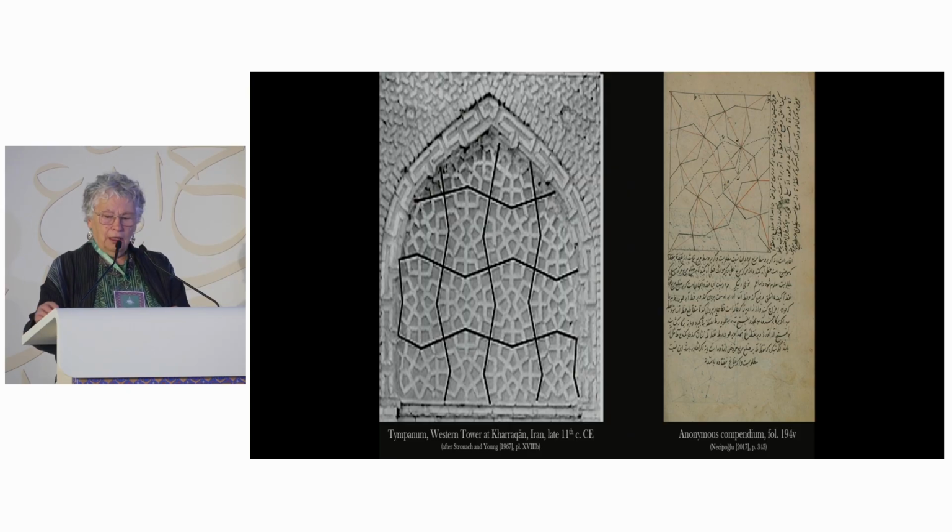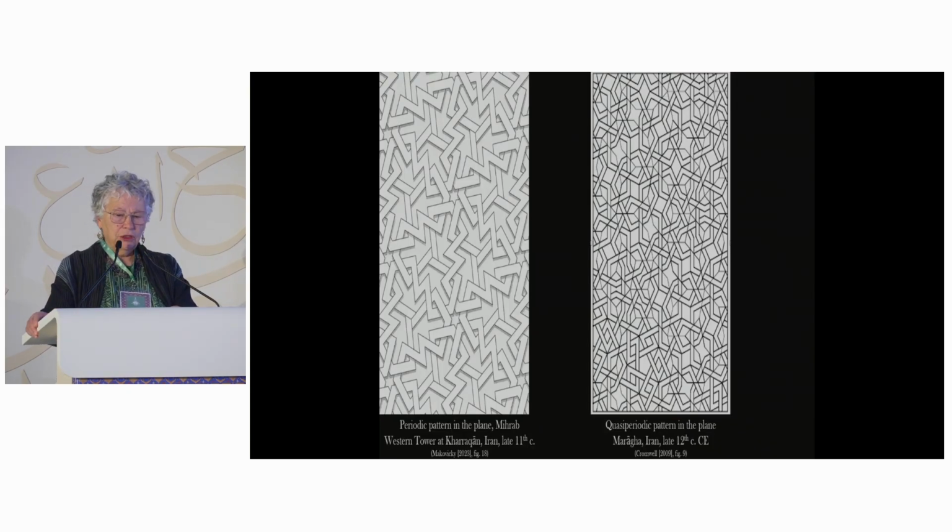The complexity of periodic patterns of these monuments, that of the mihrab of the later tower at Kharraqan on the left with six-fold symmetry, is treated in relation to the complexity of both periodic patterns and quasi-periodic patterns, as you see on the right at Maragha in the Gunbad-i Kabud. The rich variety of tilings and tessellations are presented in my book in consideration of their architectural and cultural contexts.